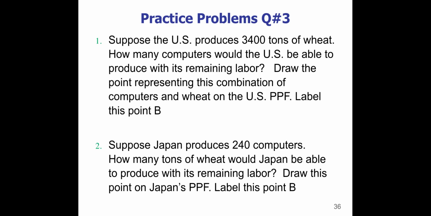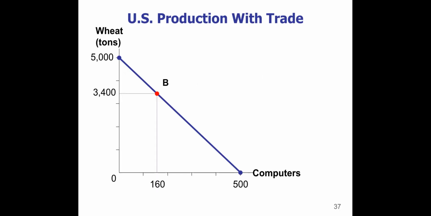All right, so hopefully you worked this out. If the US decides to make 3,400 tons of wheat, that means they're going to use 34,000 labor hours to do it. That means of their 50,000 total labor hours, they've got 16,000 labor hours left. So with 16,000 labor hours, they can make 160 computers.